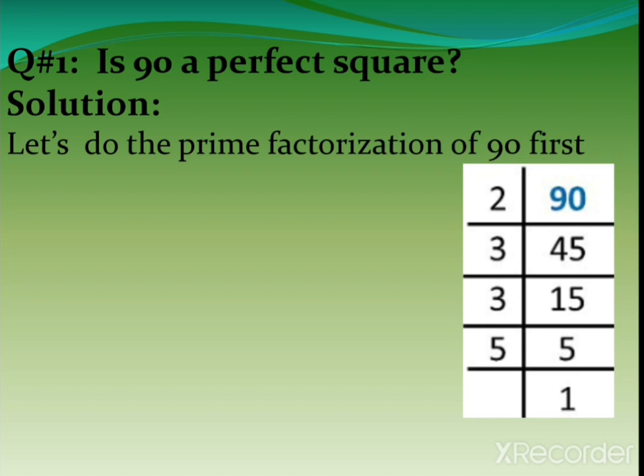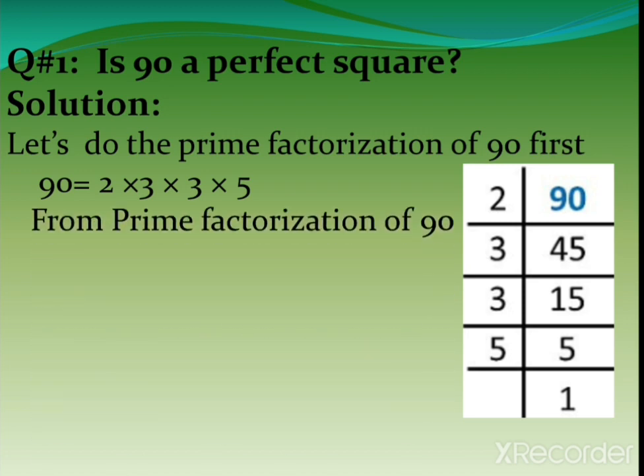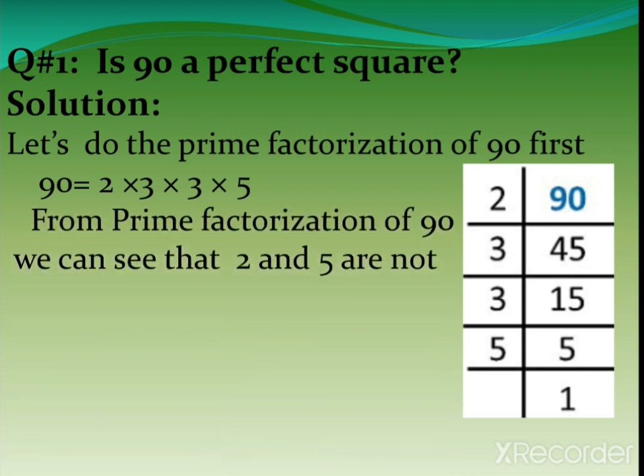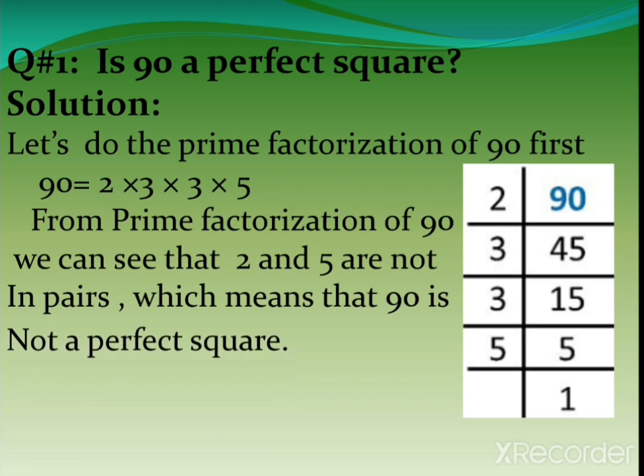Once you do its prime factorization and mention all the prime factors, you see that 90 equals 2 times 3 times 3 times 5. In this you can observe that 3 is in a pair but 2 and 5 are not in a pair. So this shows that the given number is not a perfect square. We can see that 2 and 5 are not in pair, so 90 is not a perfect square. This is how you're going to give the answer.